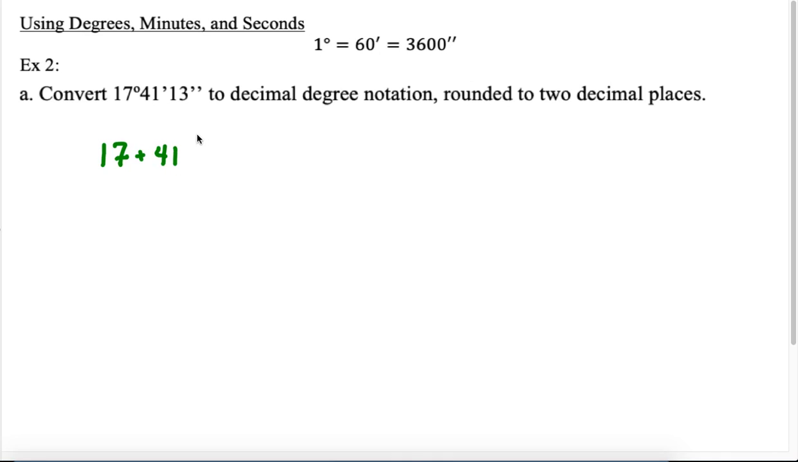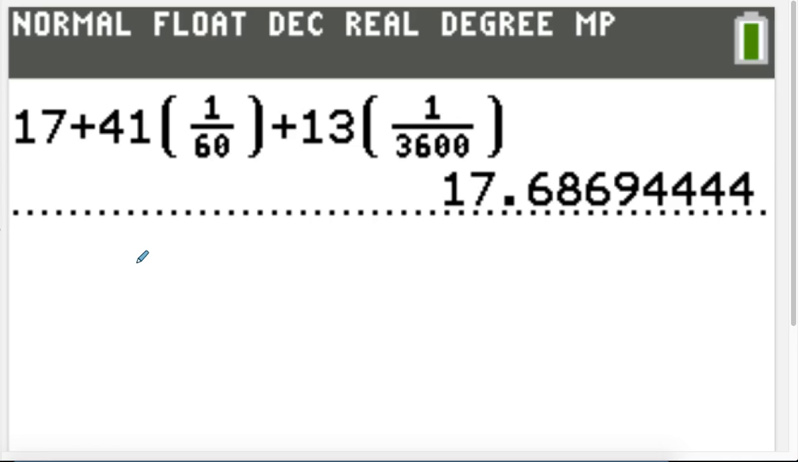So to convert this just into a decimal, I'm going to say 17 plus 41/60ths, or 41 times 1/60th, plus 13 seconds would be 13 times 1 over 3,600. Okay, this will let me convert this into a decimal. Okay, so if I put that in the calculator, this is what I end up with. So 17 degrees, 41 minutes, and 13 seconds as a decimal would be 17 point, and the direction said round to 2 decimal places, so 17.69 degrees. All right.